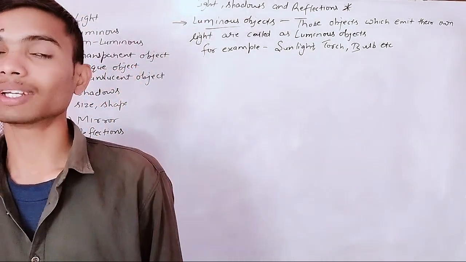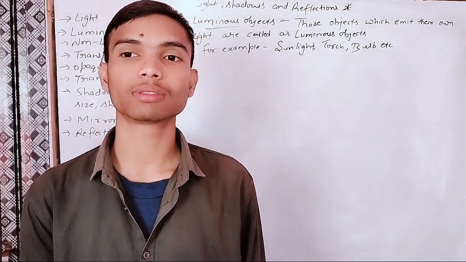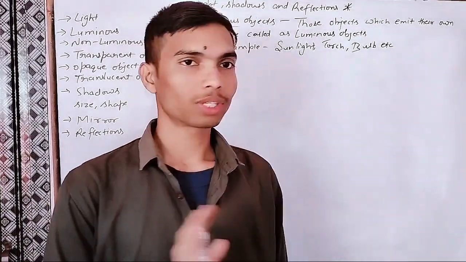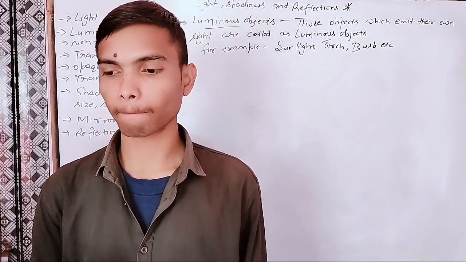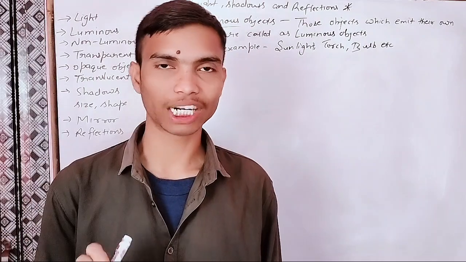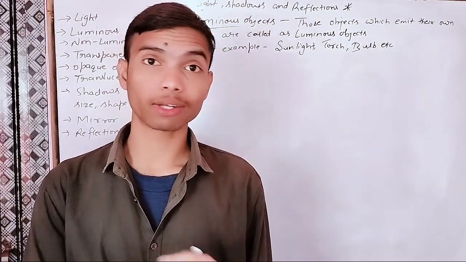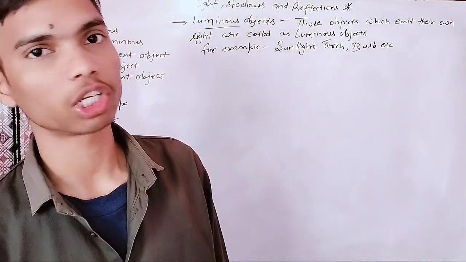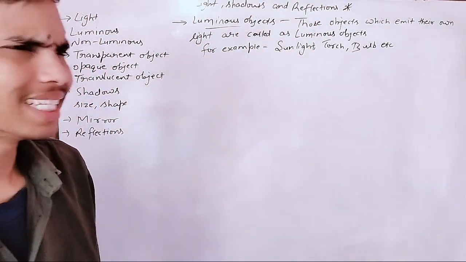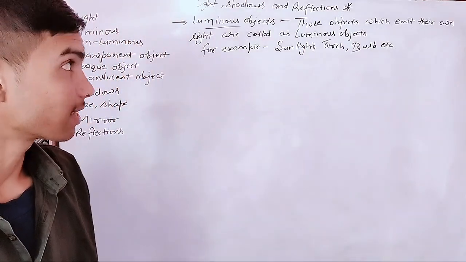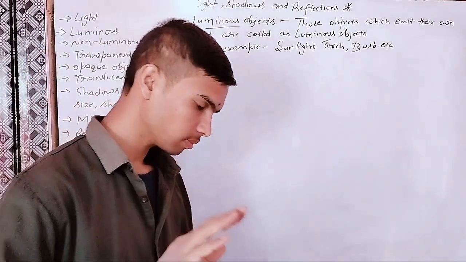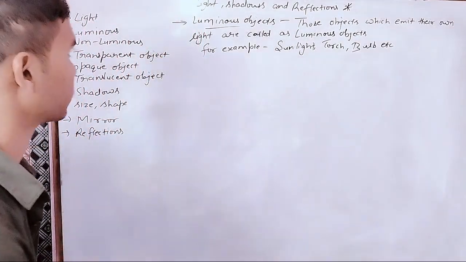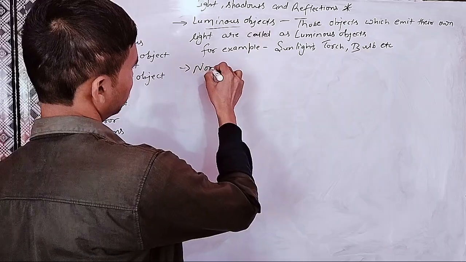So here we are classifying the types of light. Okay. So sunlight is a definition of natural light, and torchlight is a definition of artificial light. Sunlight is a definition of natural light, and the torch and bulb are examples of what? Artificial light.